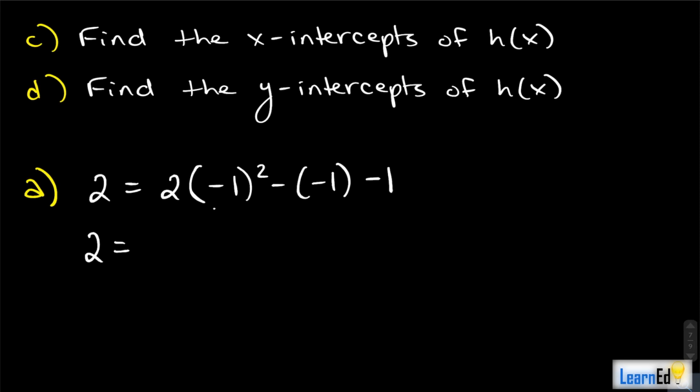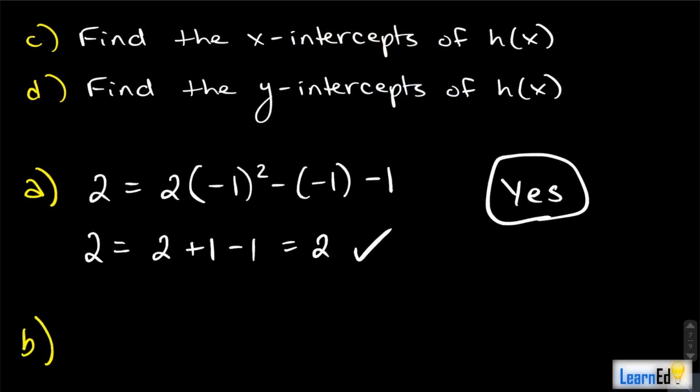Well, negative 1 squared, this thing right here, is going to be 1, so we have a 2 here, right? 2 times 1 is 2. Then we have a minus negative 1, which is a plus 1, and then we have a minus 1 here. So this is definitely equal to 2, and so that checks off. So the answer to A is yes.